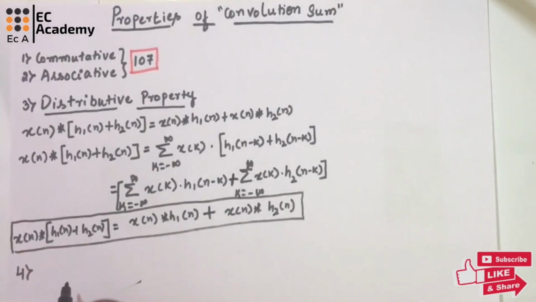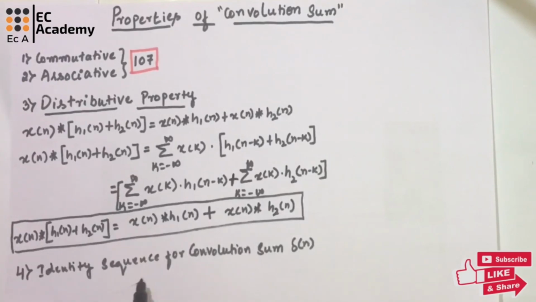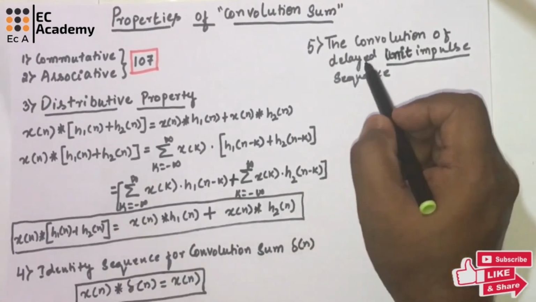So the next property is identity sequence. The identity sequence for convolution sum can be written as delta of n. So which means if you take x of n convoluted with delta of n, it will be equal to x of n itself. So you convolute x of n, any sequence, with a delta of n, you will get the same sequence. So if you convolute any signal with delta of n, you will get the same signal. So this is nothing but the identity property of convolution sum.